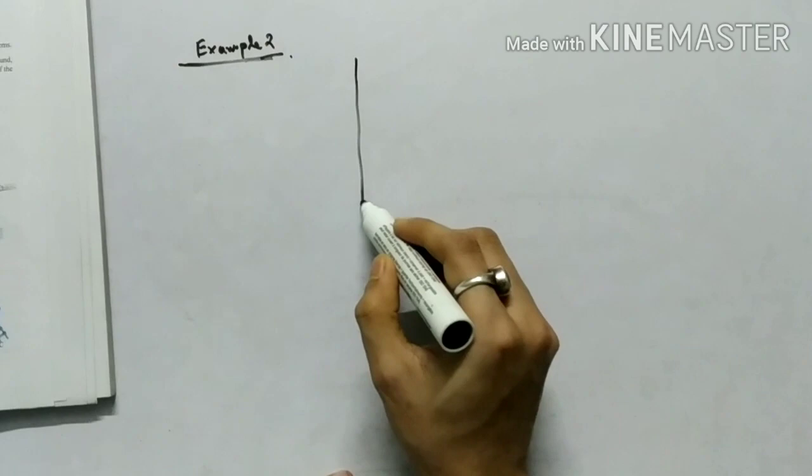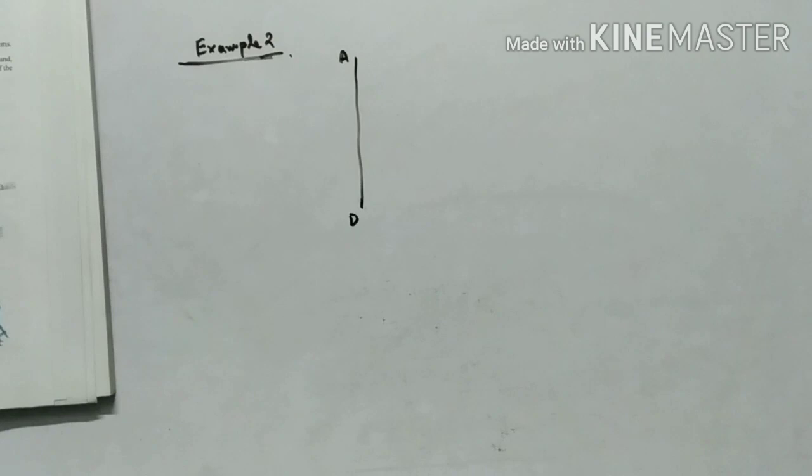So in here, first of all, this one I will take AD. AD is our electrical pole. Okay, this is our electrical pole.